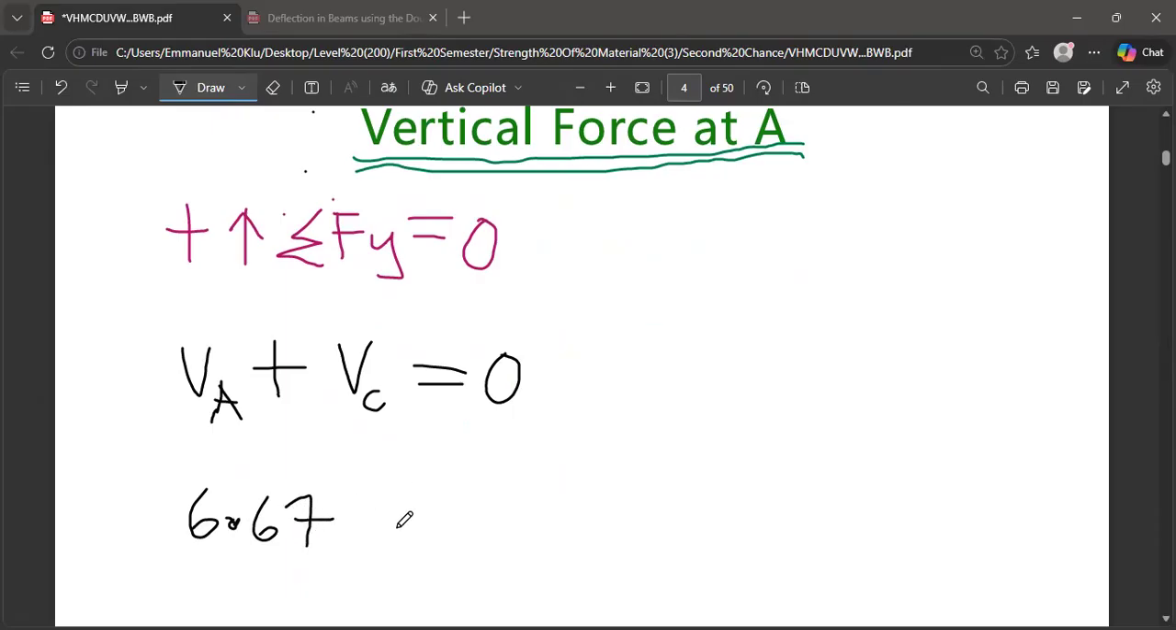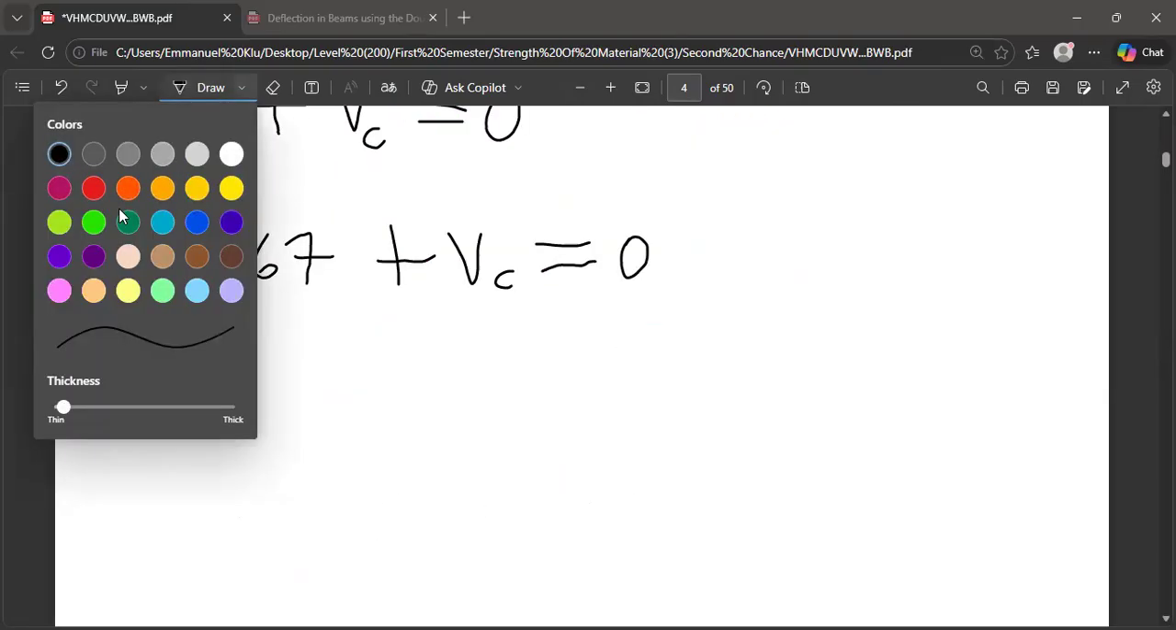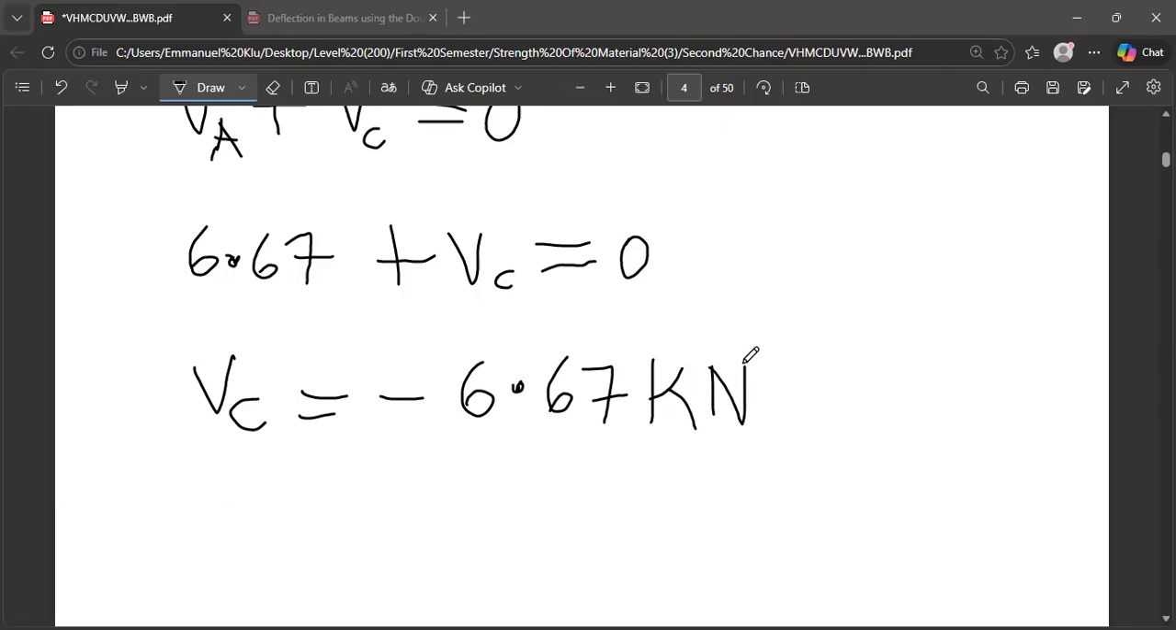6.67 plus VC is equal to 0. Finally, we can just equate to get our answer. And that is, when we group like terms, we are going to get our VC to be equal to negative 6.67 kilonewton. So this is the answer we are going to get now.